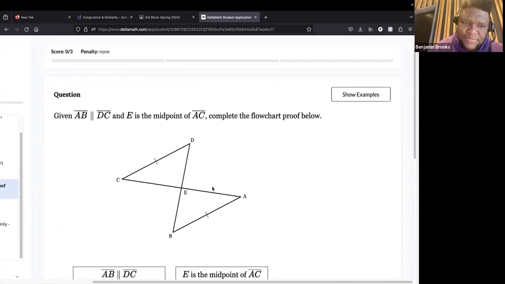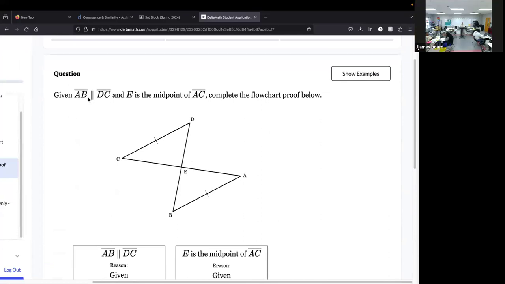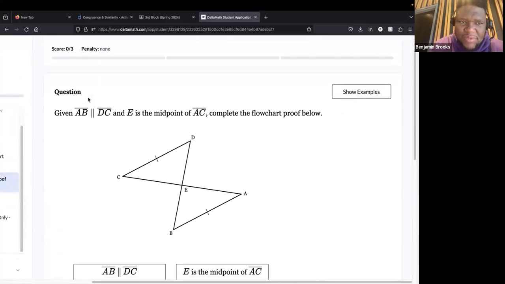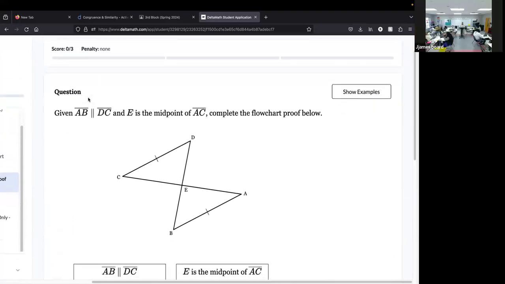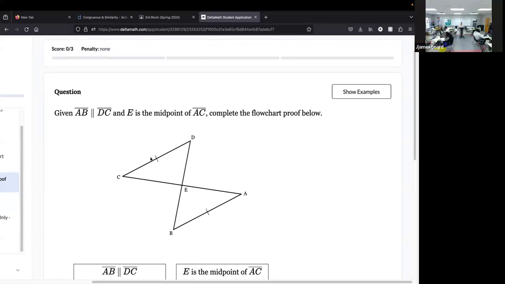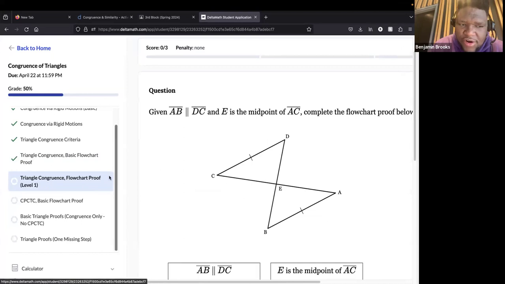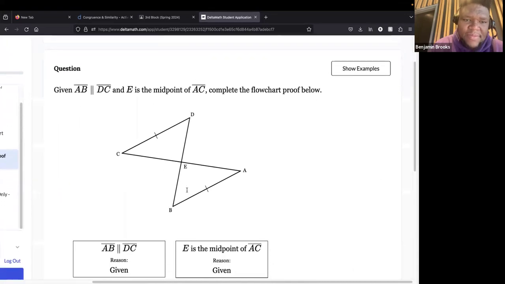Now, for this one, these are going to be harder, okay? And you're probably going to have to show some examples. But I know that you can do it. I believe in you. This is the last thing I'm going to say, and then I'm done. These are harder, okay?